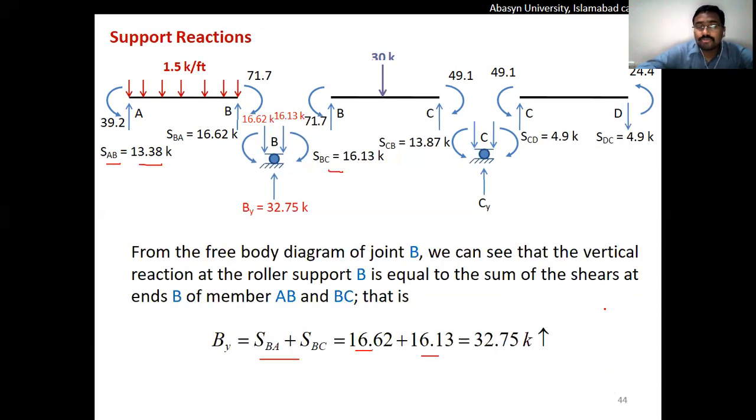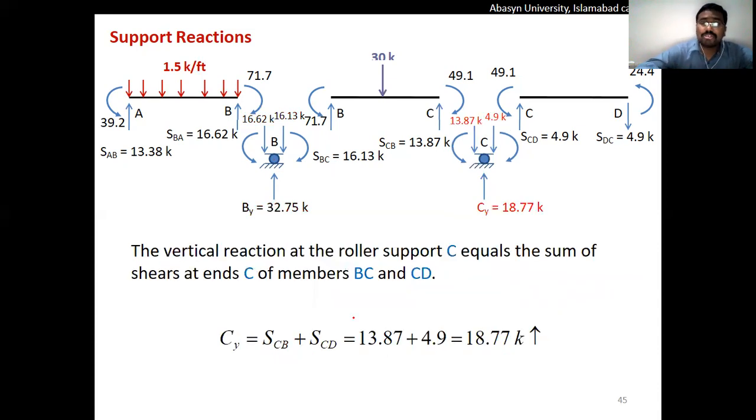Both are positive, so they are added up to get the reaction at point B, which comes out to be 13.75 kips. The same procedure is repeated at point C, and the summation of the shears at point C results in the reaction at point C, which comes out to be 18.77 kips.